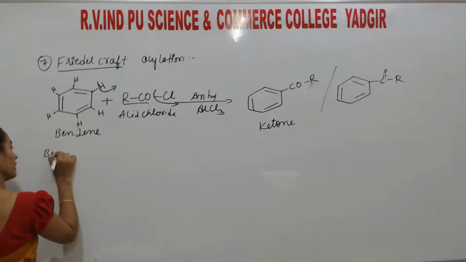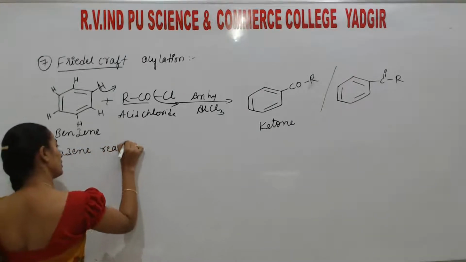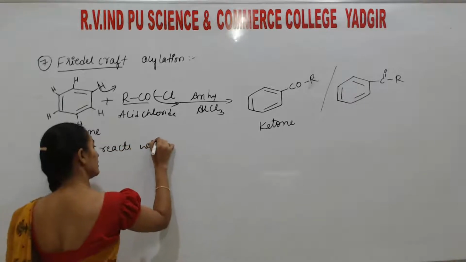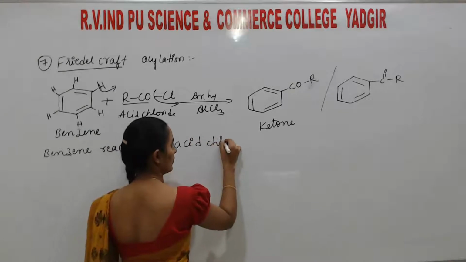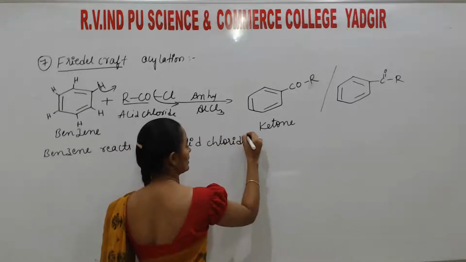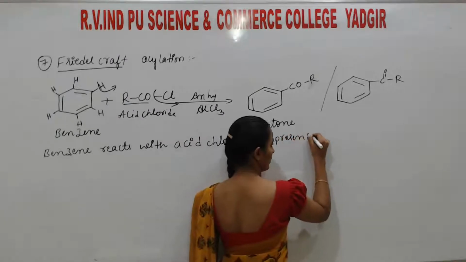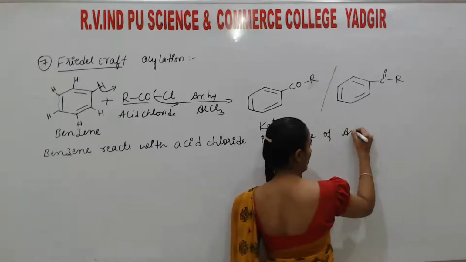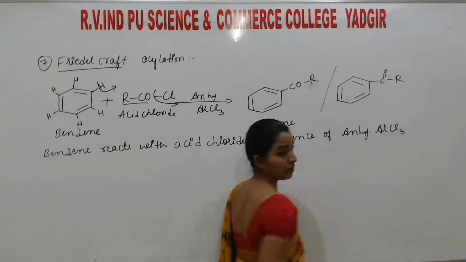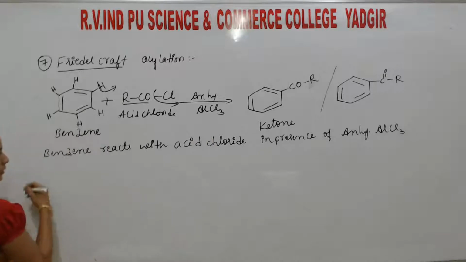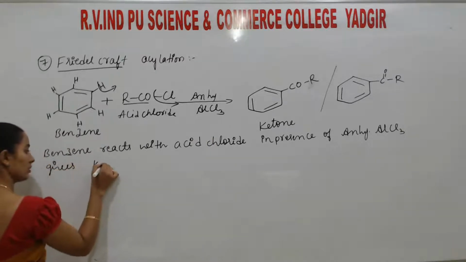Here benzene reacts with acid chloride in presence of anhydrous aluminium chloride gives ketone.